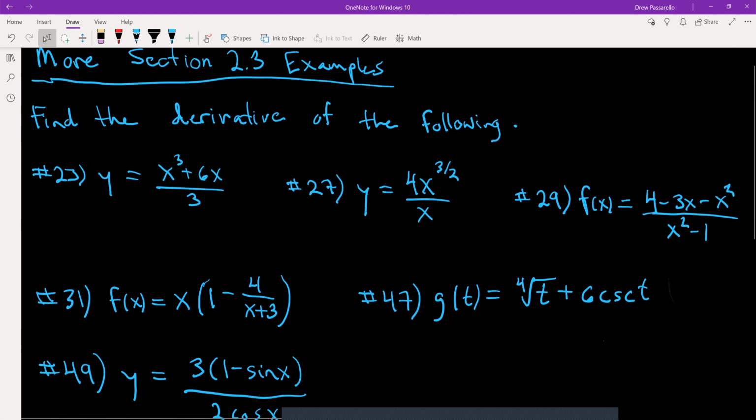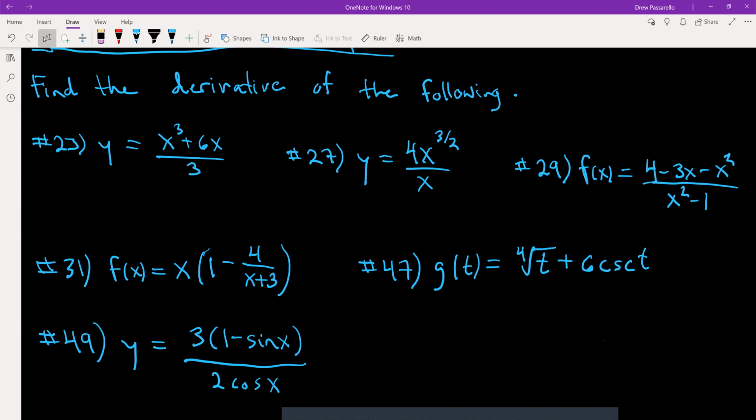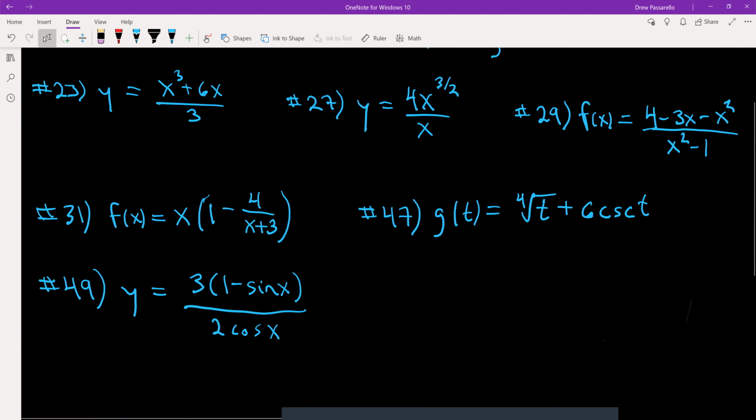So here are the remaining examples for the section that I have not gone over yet. And some of these I might use a product rule, some of them are a quotient rule, or I might not. I might just use techniques that we've already learned from the previous section. So number 23.